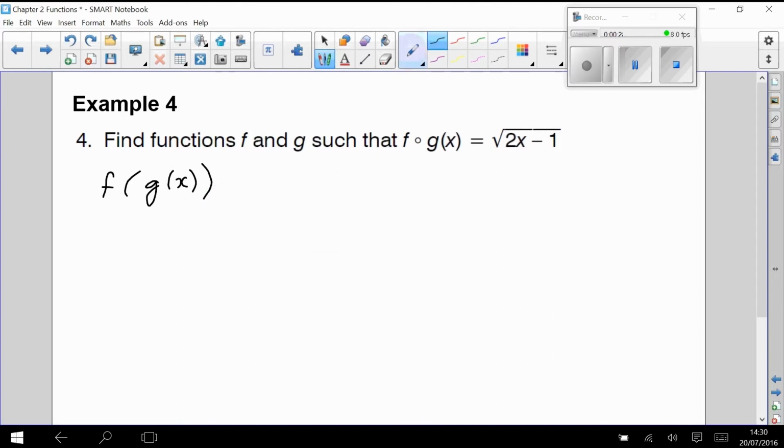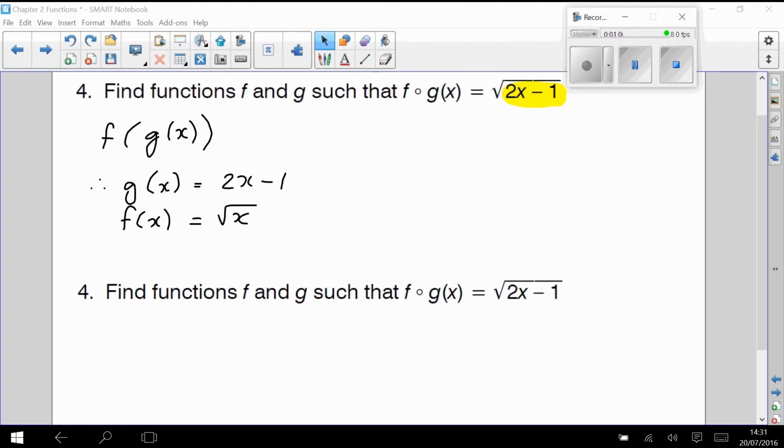Now, when you split a function, you've got to find two ways that this function could have been made up. If I had had a function and I had done a substitution for an expression into that function, I could have got the following. Can you see that g of x could have been the expression of 2x minus 1? So therefore, if g of x is equal to 2x minus 1, then f of x would have been the square root of x.